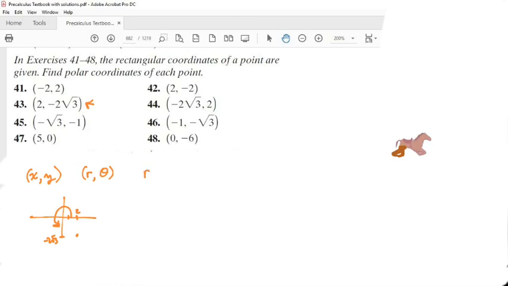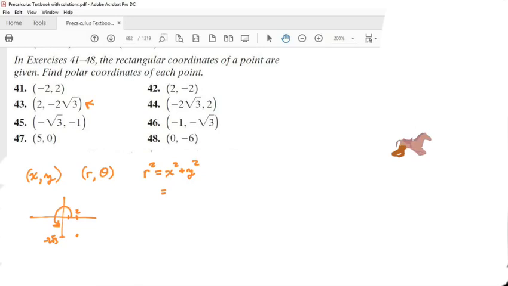Radius is related to a circle. There's an equation with x and y that'll give you a circle. This will give you a circle. R squared equals x squared plus y squared. And there's another equation that we can write that relates theta and x and y.